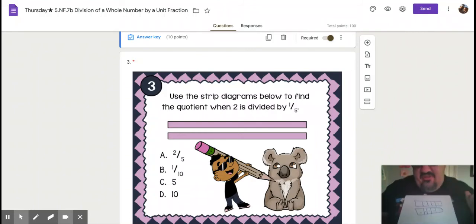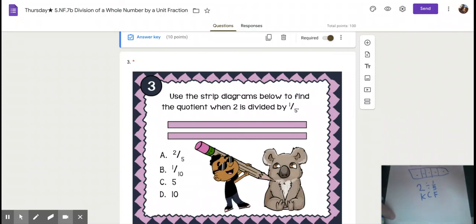Let's do keep, change, flip. Just to check. Maybe I did something wrong. So we got 2 divided by 1/5. And you're like, okay, Miss Morrison, keep, change, flip. And I'm like, okay, keep, change, flip. Are you ready? So we're going to keep it. We're going to change it. And we're going to flip 1/5 into 5, because 5 over 1 is 5. So 2 times 5 is 10.